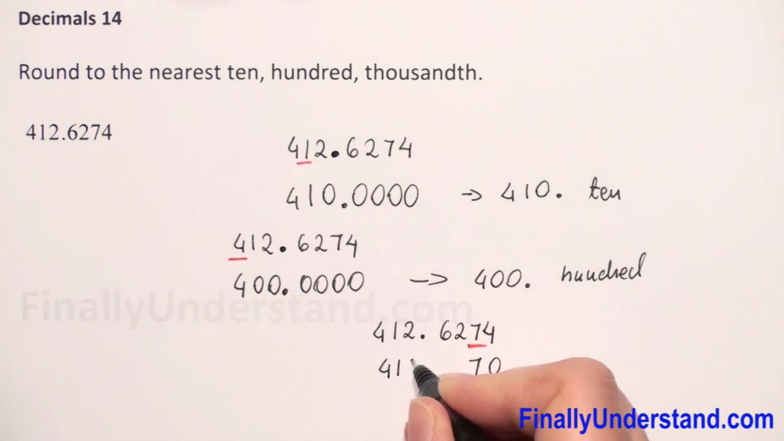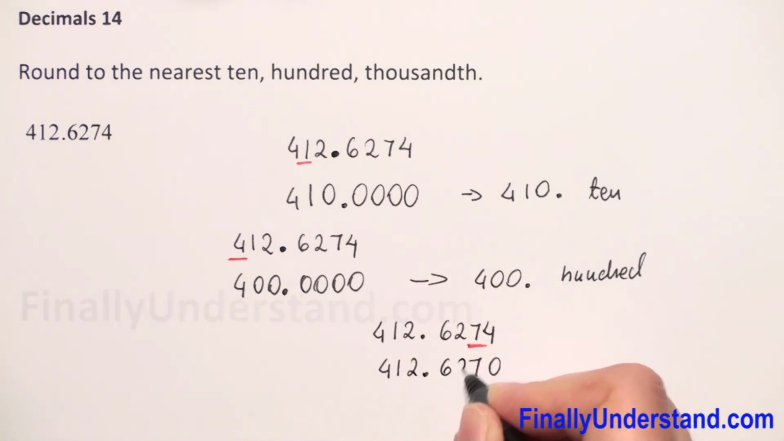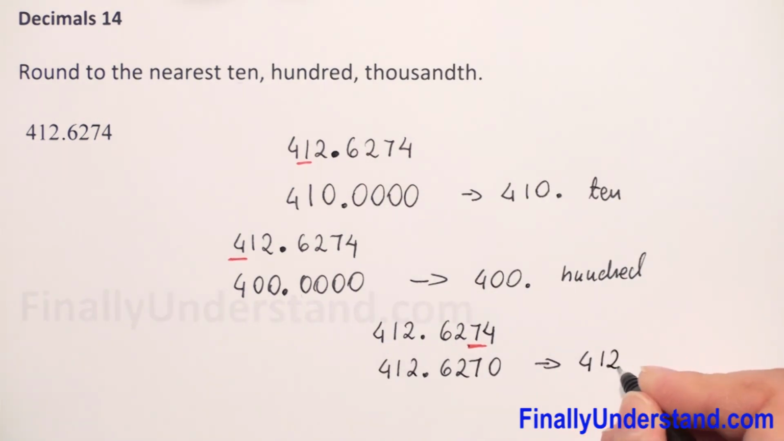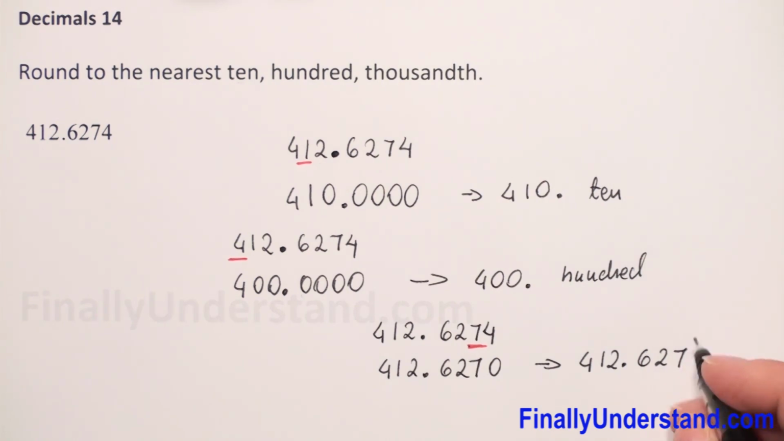So we have 4, 1, 2 decimal point and 62. So we got 412 decimal point 627. We don't need this last 0 because the 0 doesn't change the value of our number. This was rounding to the nearest thousandth. This is my solution.